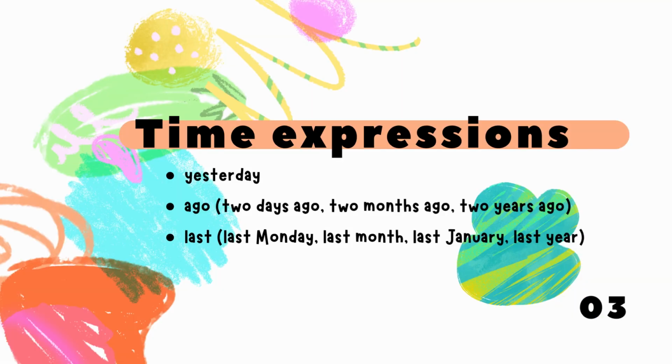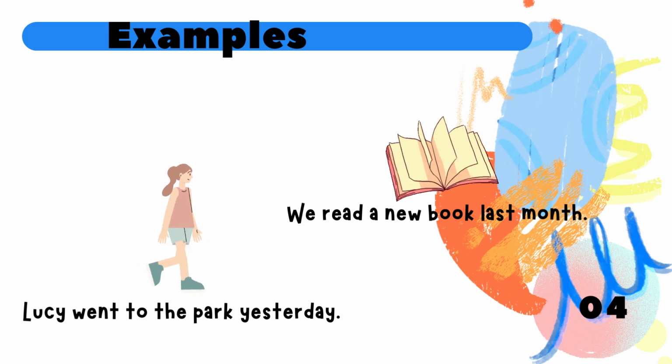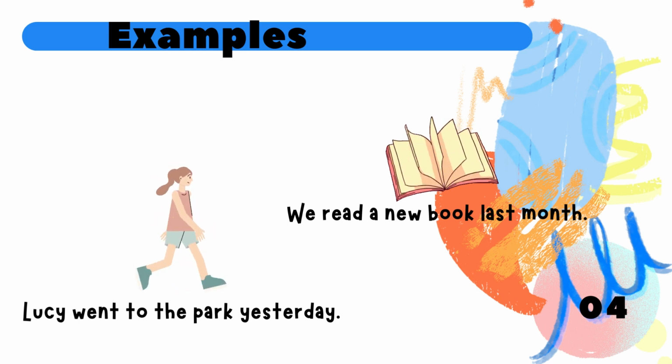Time expressions. Yesterday, ago, for example, 2 days ago, 2 months ago, 2 years ago. Last, for example, last Monday, last month, last January, last year, etc. Examples. We read a new book last month. Lucy went to the park yesterday.